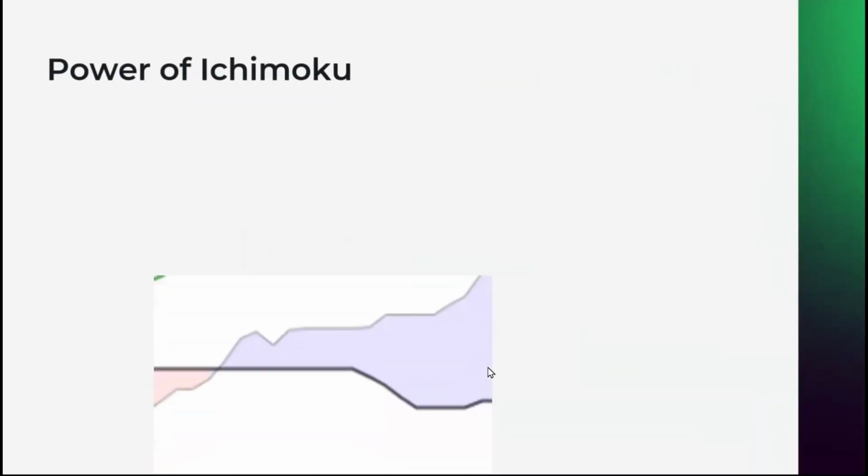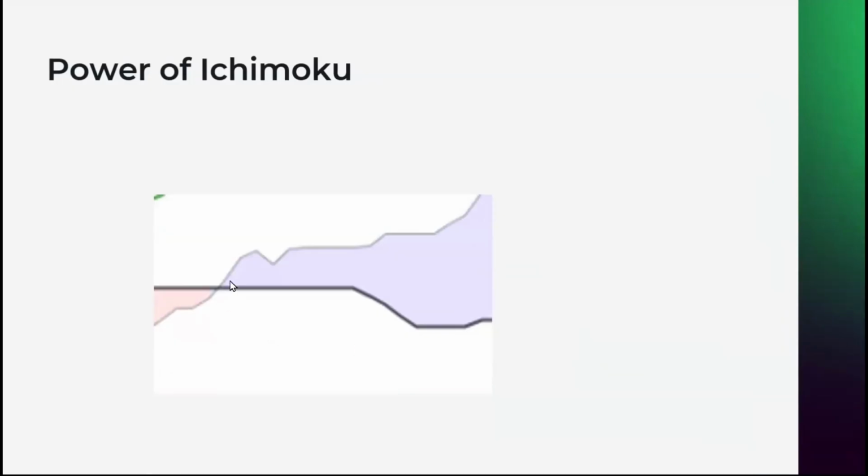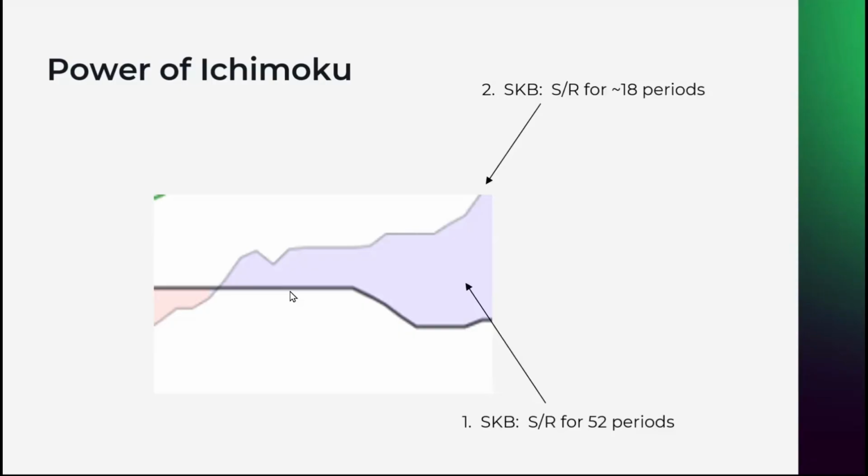So, the cloud strategy. If you look at Ichimoku, this is the cloud here. If you look here, it's made of two components. The current bar is here. And the interesting part of Ichimoku is that this cloud is shown in the future.